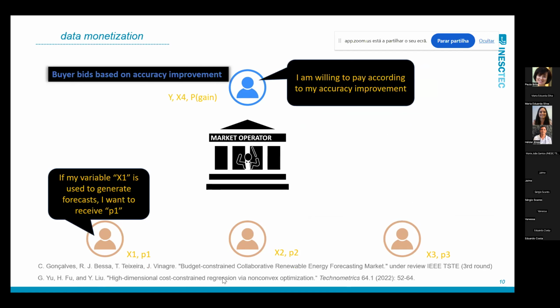And then we introduced one more improvement, which is that maybe the buyer budget should depend on the accuracy improvement. Because if he has the local model and the collaborative forecasting model, if the improvement is 5%, he will probably have a low budget. If the improvement is 30%, he will probably have a higher budget. So what we did was we introduced a buyer bid that is based on the accuracy improvement.